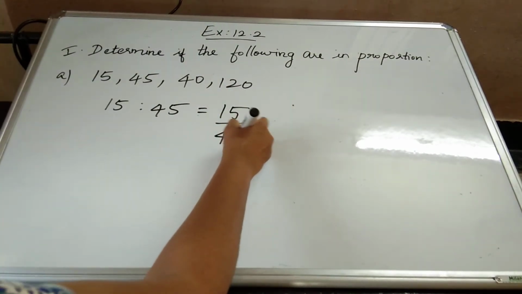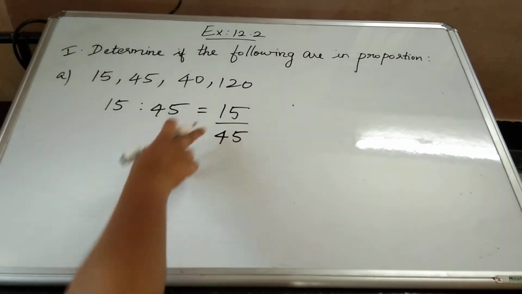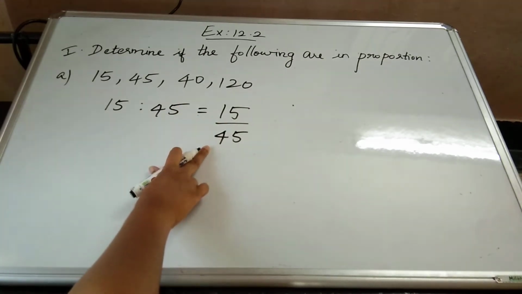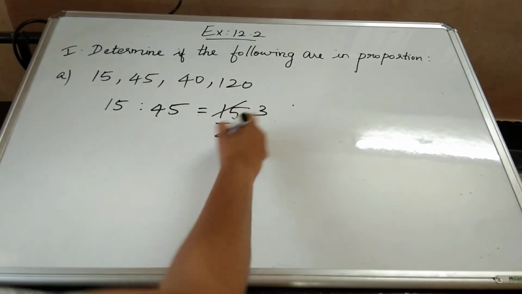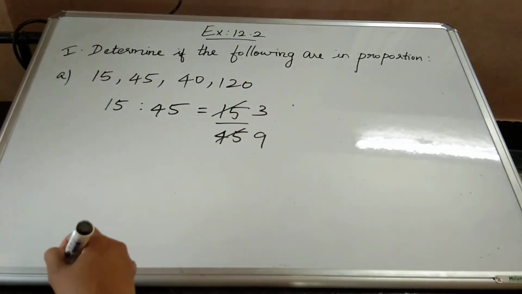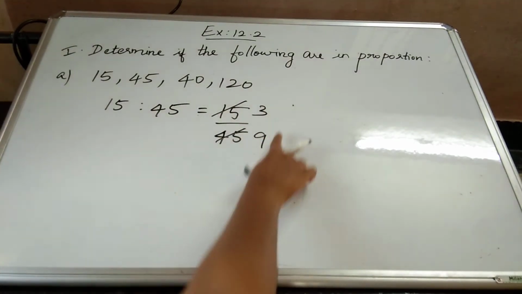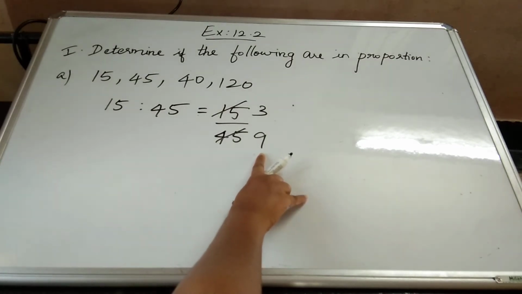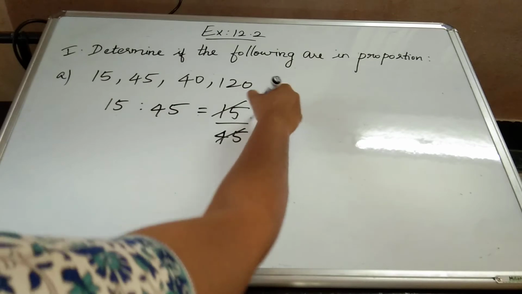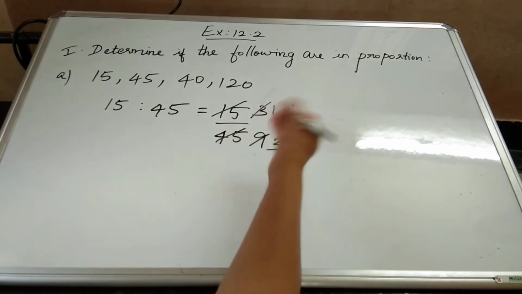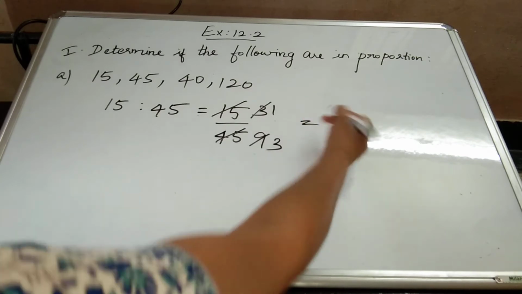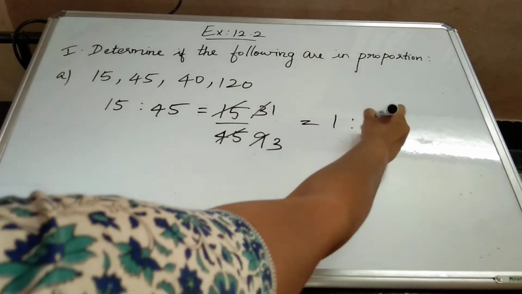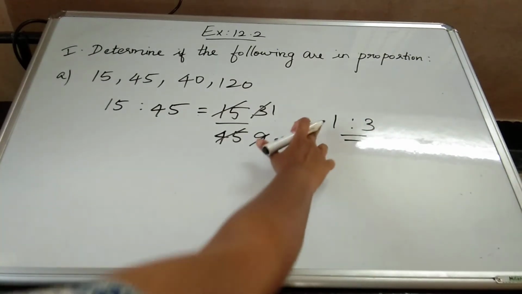15 divided by 45. Now for 15 and 45 I can take the 5 table. 5 3s are 15 and 5 9s are 45. Now I have 3 divided by 9. Which table can I take? The 3 table. 3 1s are 3 and 3 3s are 9. Now 1 divided by 3. So what is the ratio? 1 is to 3.